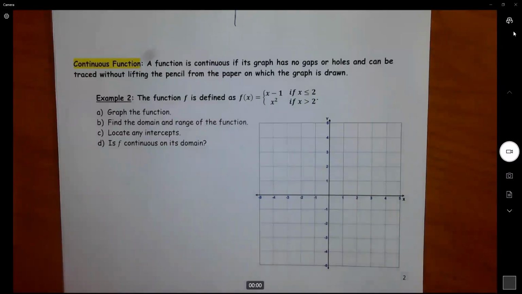In this video, we're going to learn how to graph piecewise functions. And before we do, we need to go over a definition: continuous function. A function is continuous if its graph has no gaps or holes and can be traced without lifting the pencil from the paper on which the graph is drawn.